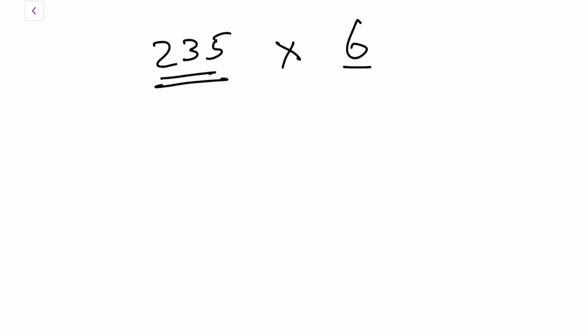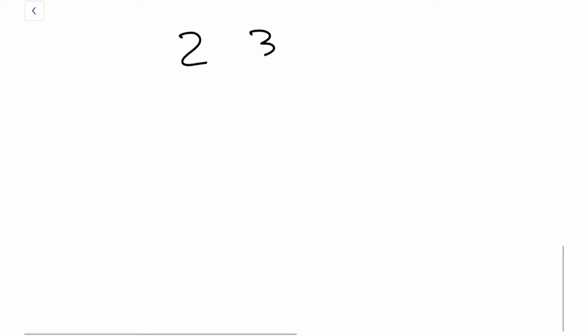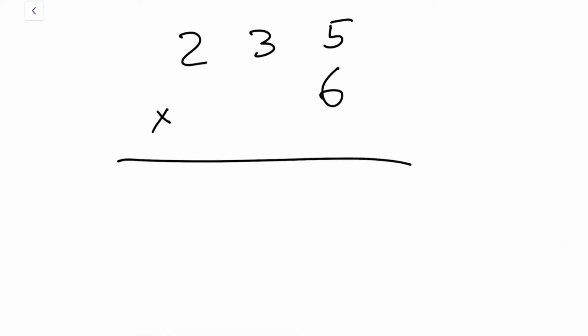How do we multiply 235 into 6? Remember, this is called your multiplicand, this is your multiplier, and the answer you get is called your product. You just have to multiply the multiplier with the ones place, tens place, and hundreds place. 6 into 5 is 30. Because 30 is a two-digit number, we write 0 in the ones place and carry 3 over to the tens place, putting it on top of 3.